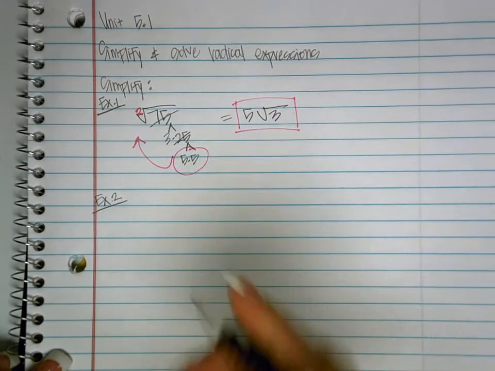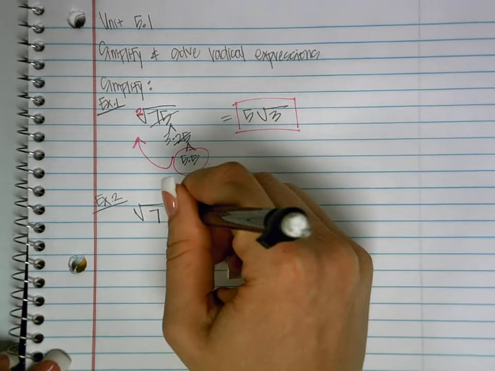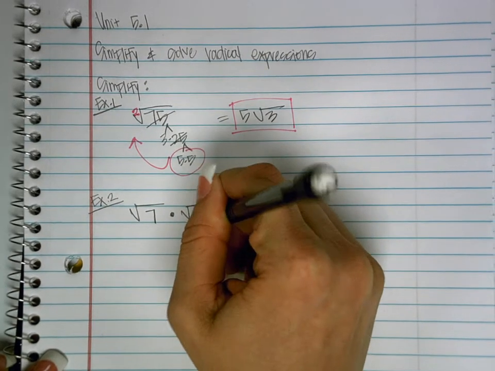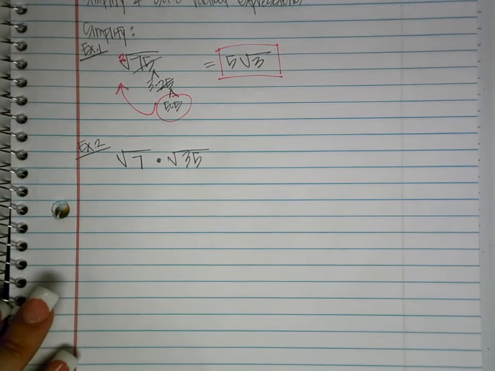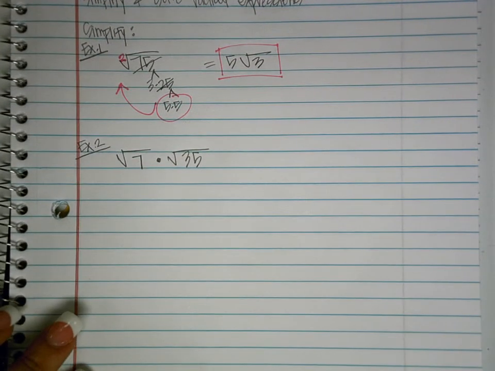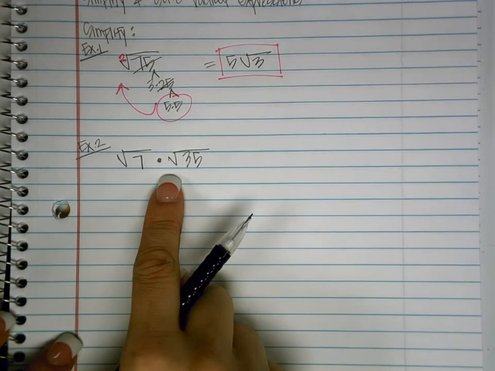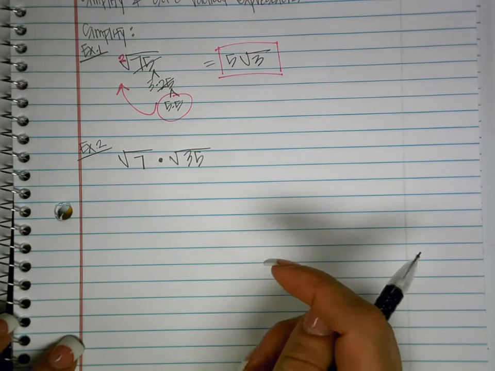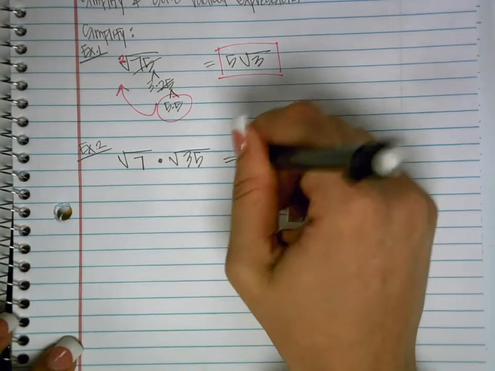Sorry. Okay, number 2. How about if I ask you to multiply root 7 times root 35? Root 7 multiplied by root 35. Okay, that was not the most creative analogy I could have come up with, but whatever. Sorry. I'm confused. Okay, when you multiply radicals together.